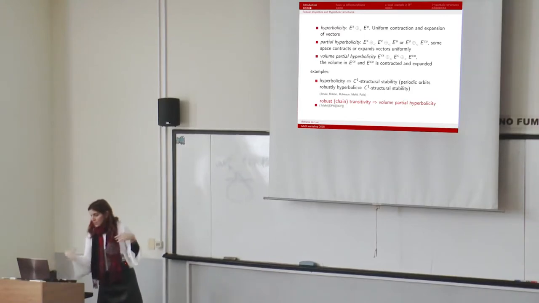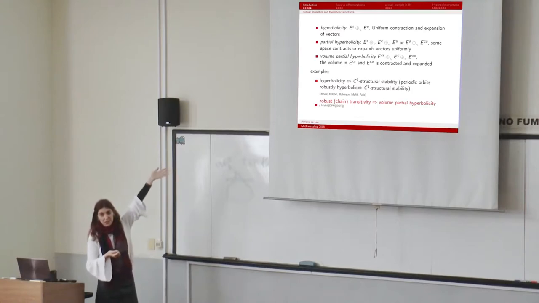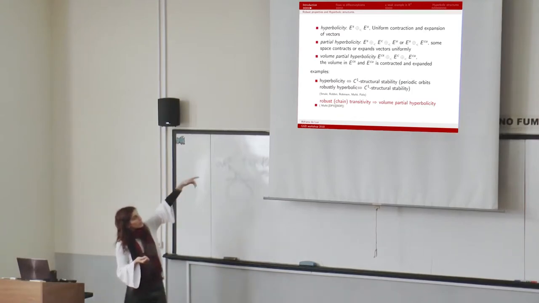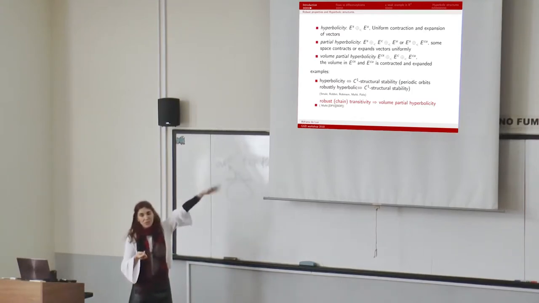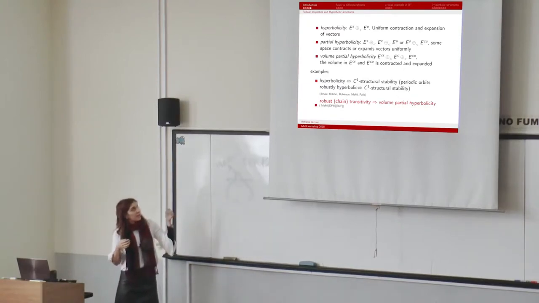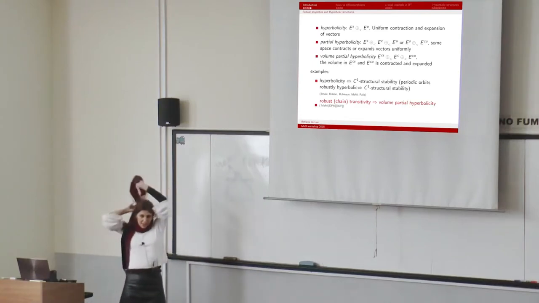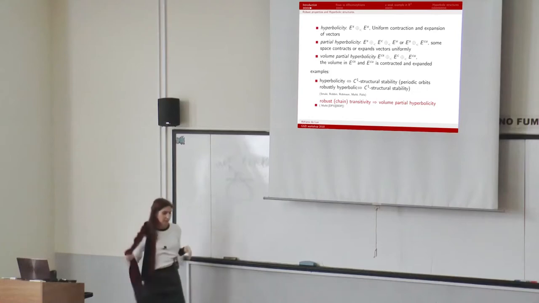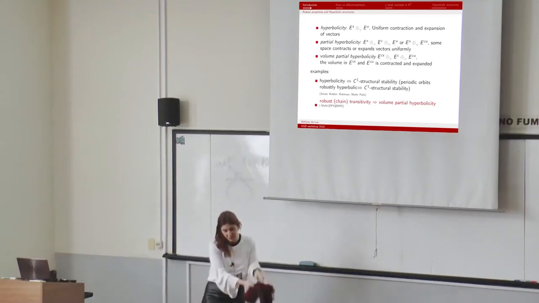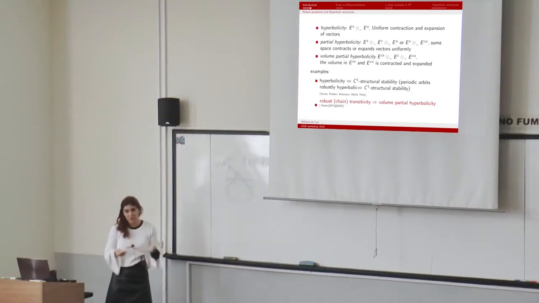Well, these results that I was saying here are for diffeomorphisms: the C1 stability conjecture, and this one, which is that robust transitivity implies volume partial hyperbolicity. And so I was wondering what happens with flows. The thing with flows is that some of the results are more or less easy to keep when you don't have singularities, others just don't.